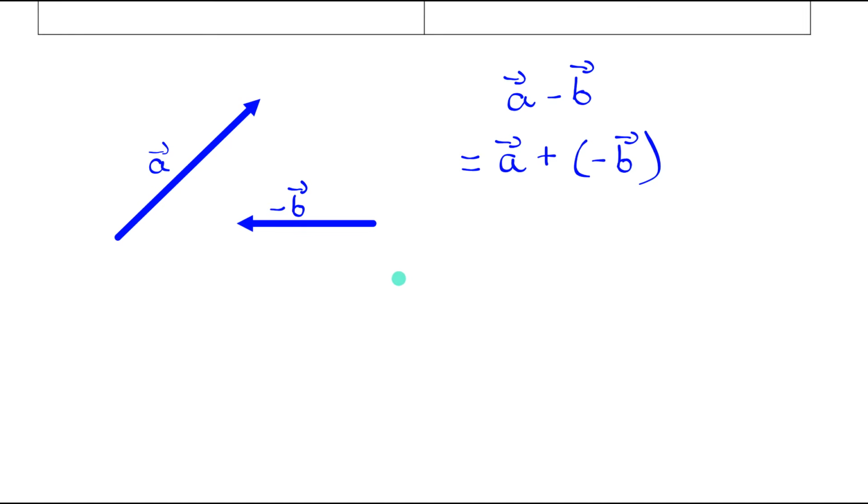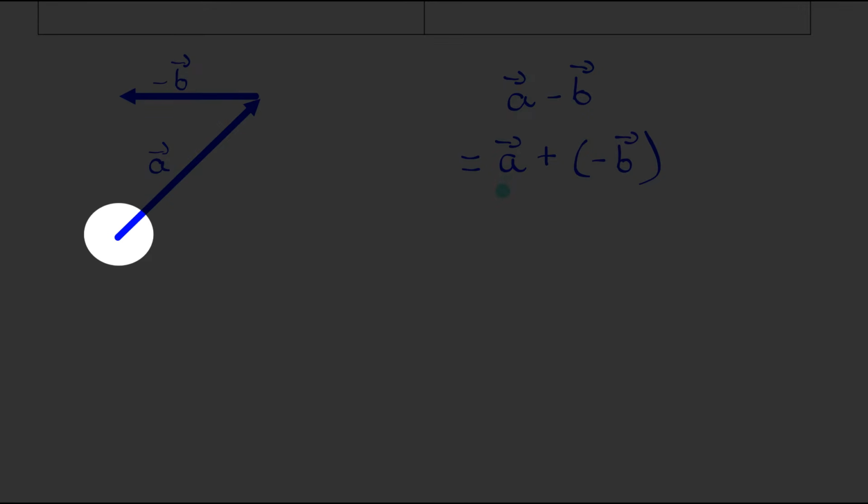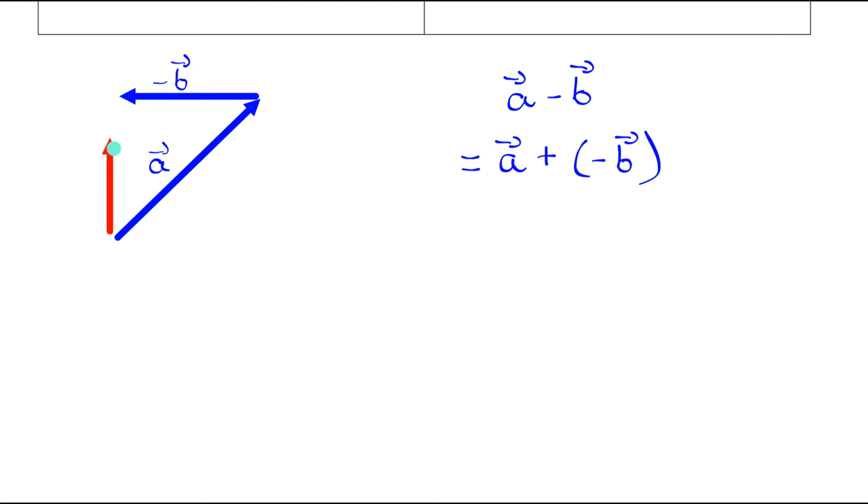And now I just have to add these two vectors. If I want to do vector A plus negative of vector B, the tip-to-tail method tells me that what I do is I take the tail of negative B and put it at the tip of A to look like this. And then the resultant vector would go from the tail of my first vector, so from the tail of A, to the tip of my second vector, so to the tip of negative B. So the resultant would look like this. That would be vector A minus vector B.